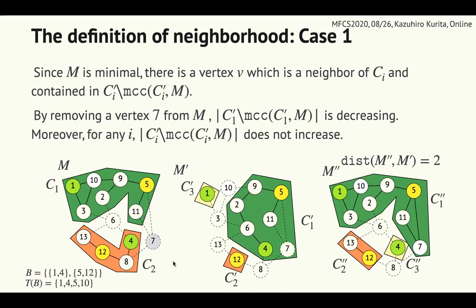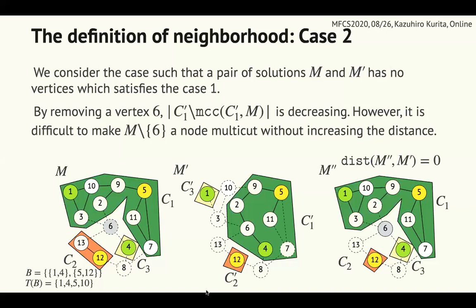In this case, a neighbor of 7 has no terminals which connect a terminal pair in B. In such a situation, by removing a neighbor of 7, we can obtain a node merge cut, and this removal does not increase the distance. Thus, we obtain a closer solution. Next, we consider the case which has no such good vertices.